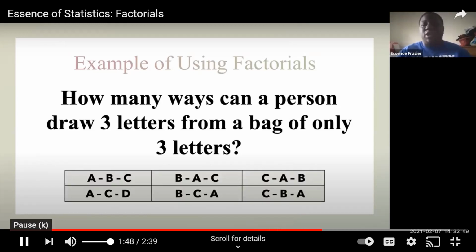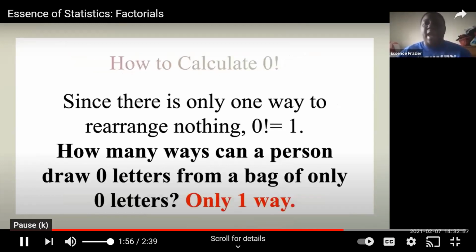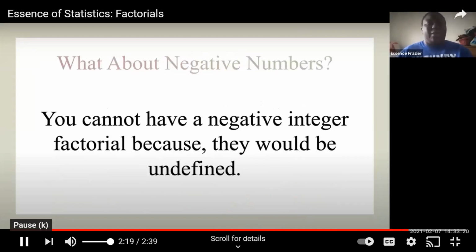Here at the bottom of your screen, you can see the 6 different ways that we can rearrange the 3 letters without repeating. Now you may be wondering, how do I calculate 0 factorial? Well, since there is only one way to rearrange nothing, 0 factorial is equal to 1. In our other example, imagine it like this: how many ways can a person draw 0 letters from a bag of only 0 letters? Only one way.